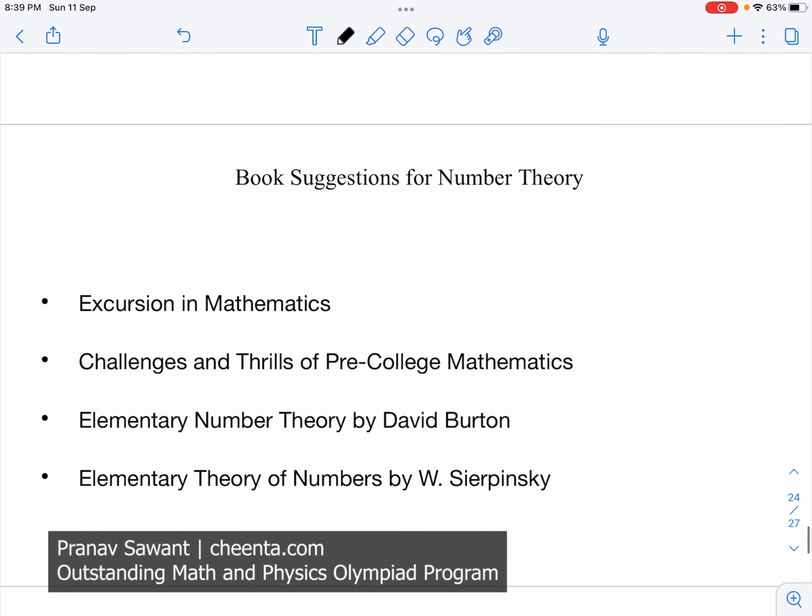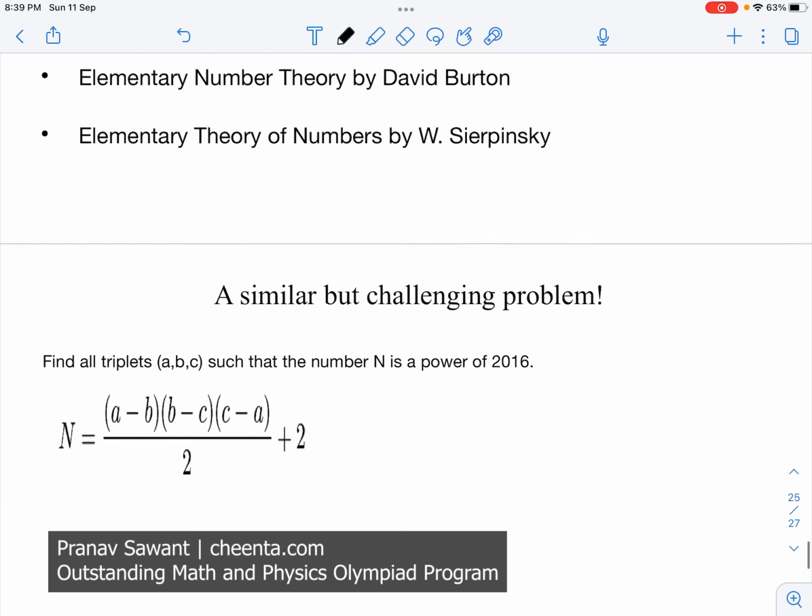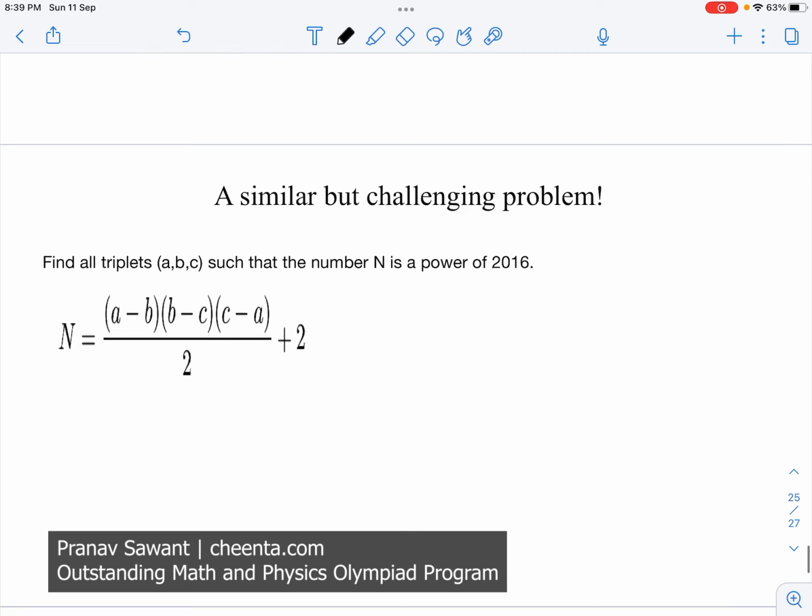Cool. So coming on to certain book suggestions for number theory, we have Excursion in Mathematics, we have The Challenges and Thrills of Pre-College Mathematics, we have Elementary Number Theory by David Burton, and we have The Elementary Theory of Numbers by Sierpinski. And at the end, we have a similar but challenging problem.